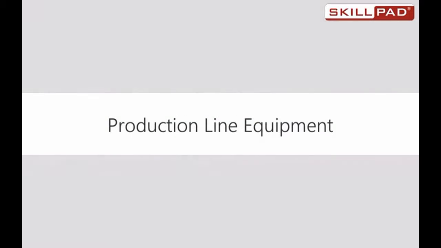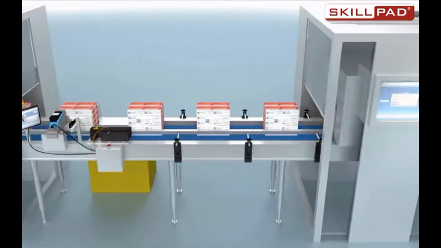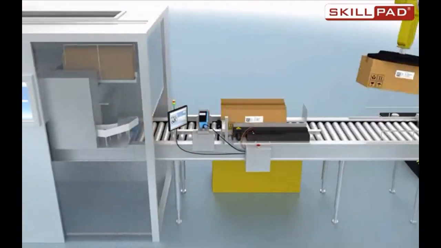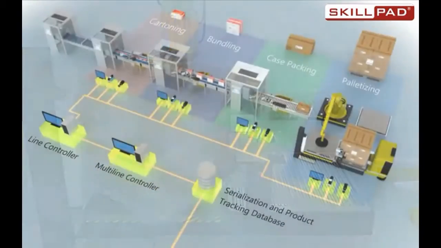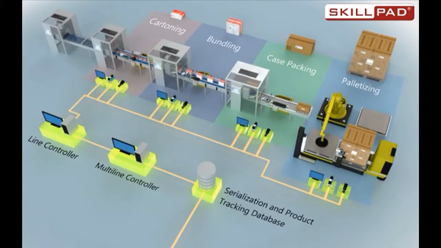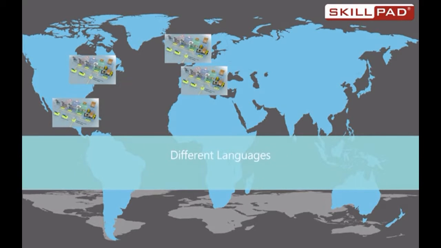Production line equipment. We have briefly mentioned the use of electronic equipment in the implementation and operation of serialization and product tracking programs. Often, serialization and product tracking programs will need to be implemented for multiple production lines in several countries in numerous languages. It is also possible that each line will have different critical parameters. Let's now examine the equipment and functions in a little more detail.